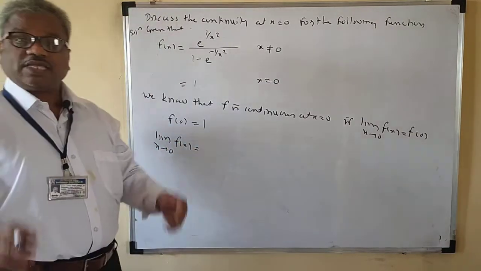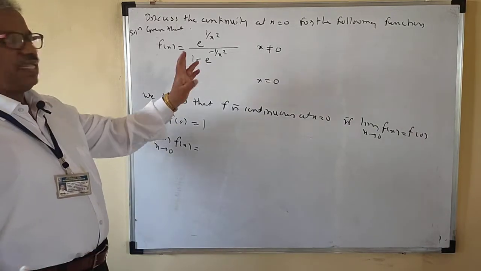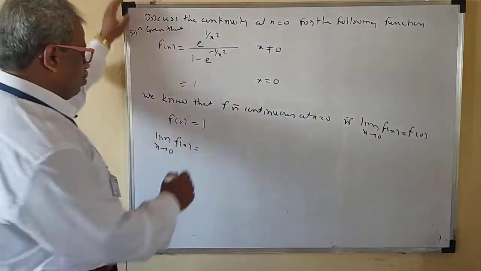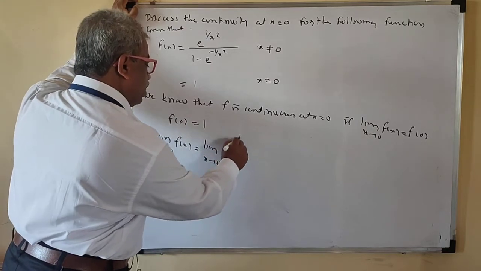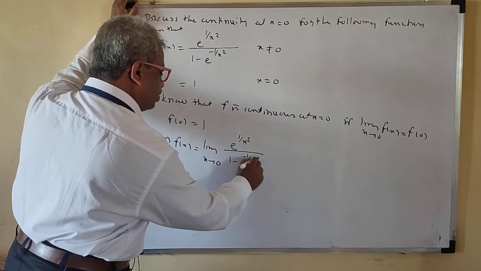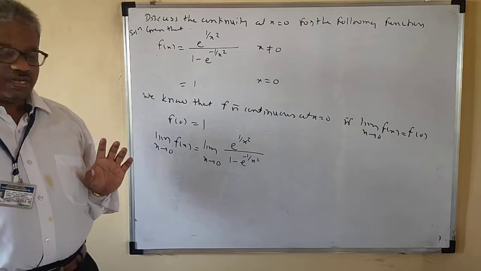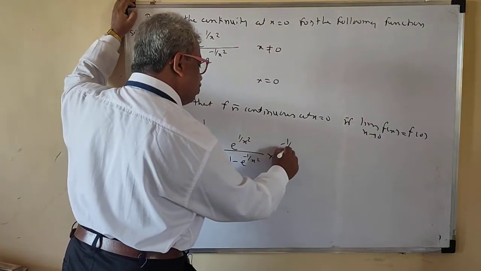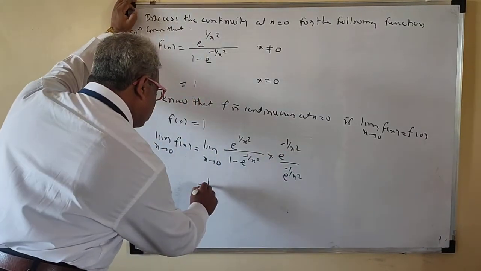Now what happened? 1 upon x square is always positive, so for x less than 0 or greater than 0 this is 1 upon x square. So we find a direct limit x tends to 0. Limit x tends to 0 of f of x is e raised to 1 upon x square upon 1 minus e raised to minus 1 by x square. Now e raised to minus infinity is 0, but e raised to infinity is infinity. So we will multiply and divide by e raised to minus 1 upon x square. Now, this is what?